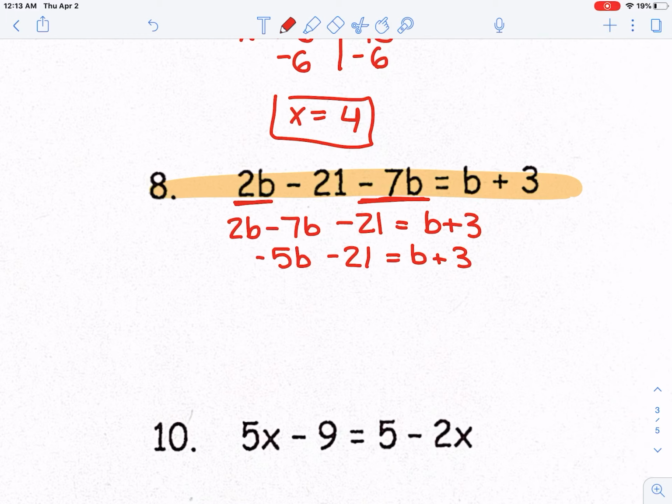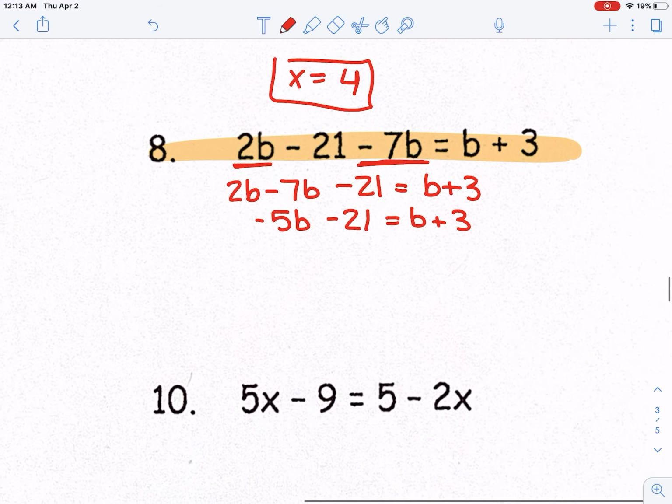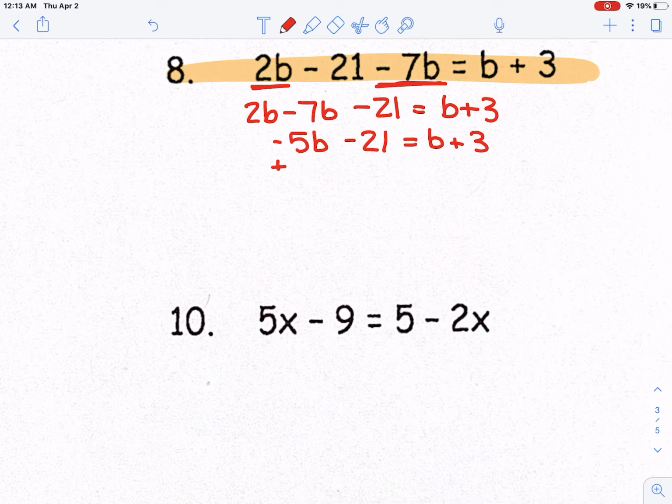And now we're left with just our regular equations. We want to get our b's all to one side. So again, I'm going to choose to add 5b to both sides, because that way I'm going to be dealing with a positive variable. All right, and so I am left with negative 21 here on the left side of my equal sign. And b plus 5b is going to be equal to 6b. Keep my plus 3. And now we have our regular two-step equation.